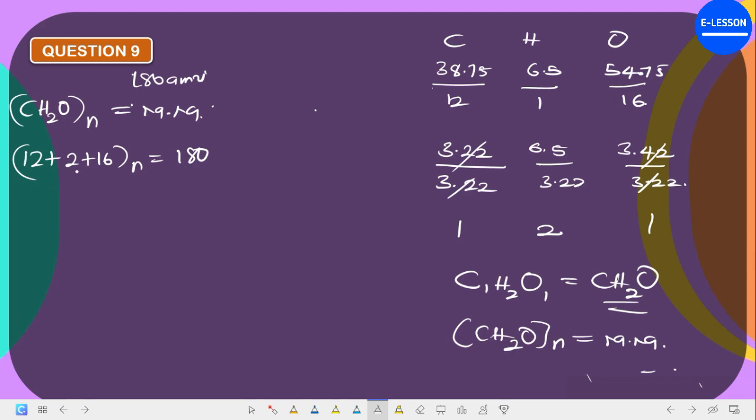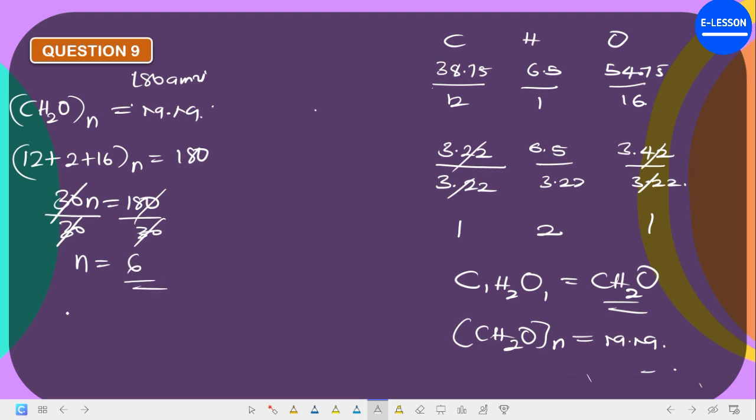So at this point, 12 plus 2 is 14. 14 plus 16 is 30. So we can say 30N is equal to 180. Divide both sides by 30. When this cancels this, your N is equal to 6.